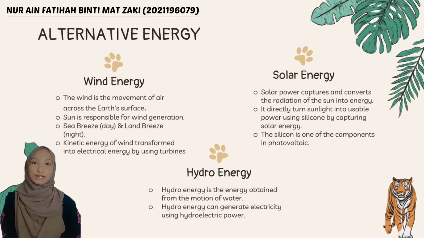Solar energy results from sun radiation that is captured and converted into energy. It directly turns sunlight into usable energy by using silicon that helps to capture the energy. Moreover, silicon is one of the major components in photovoltaic cells. The third type of alternative energy is hydro energy. Basically, hydro energy is the energy obtained from the motion of water. It can generate electricity by using hydroelectric power.